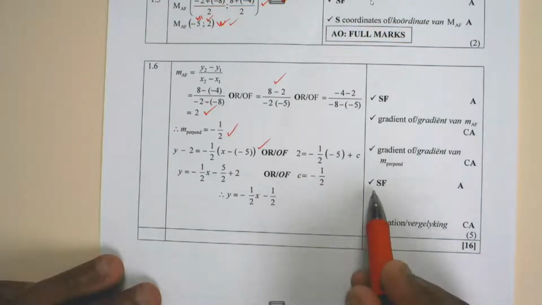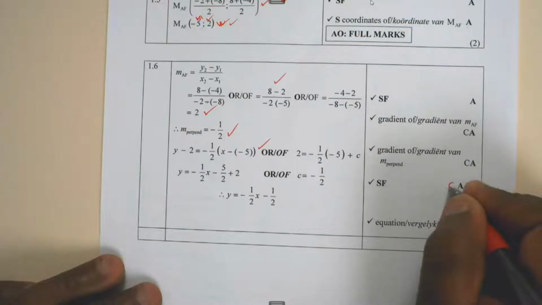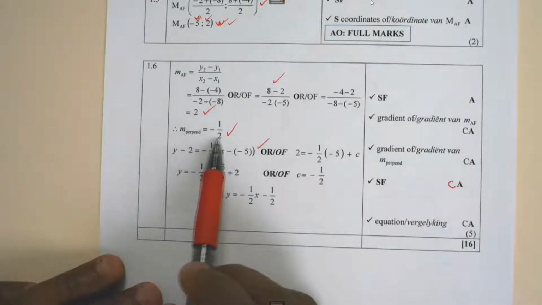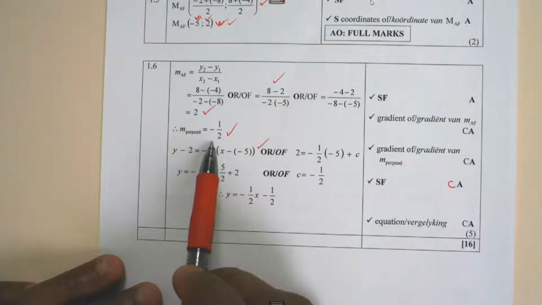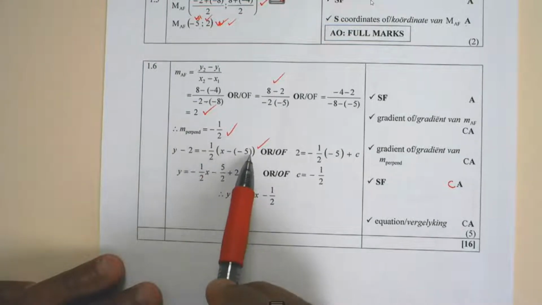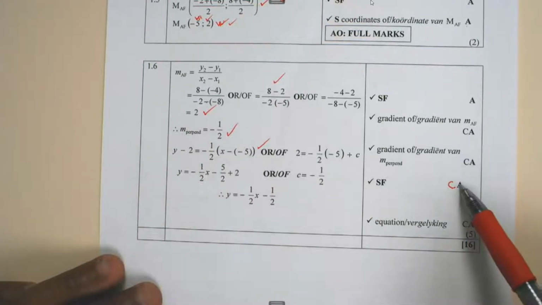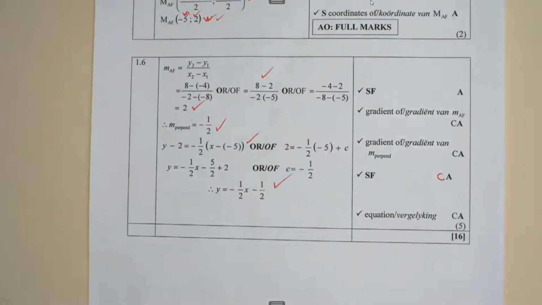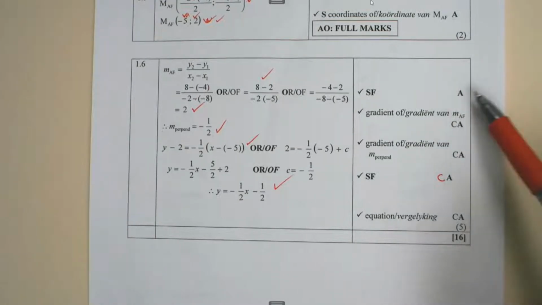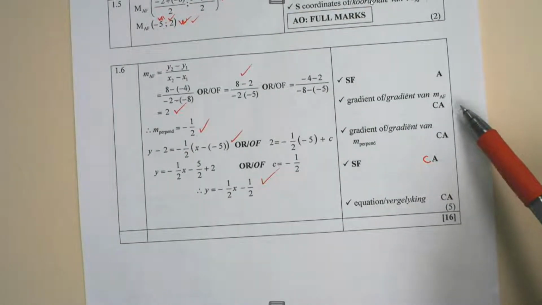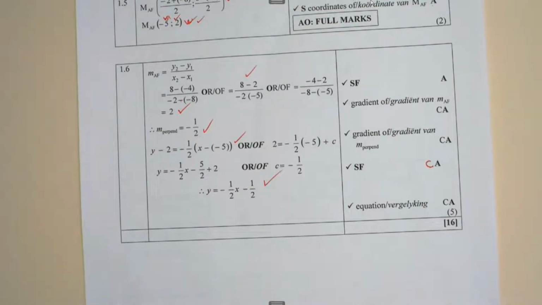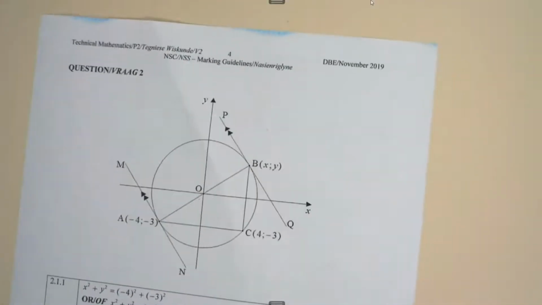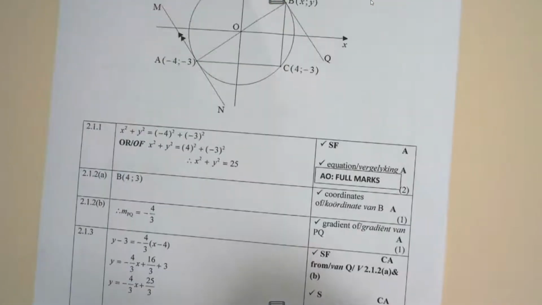But colleagues, substitution in the correct formula is a CA mark, because if a learner makes a mistake here, and that mistake is correctly utilized in terms of substitution here, it becomes the CA mark. And then the equation will also be a CA mark. Therefore, in 1.6, the accuracy mark is only where you are substituting for the gradient of AF. And then from there it becomes the CA mark.